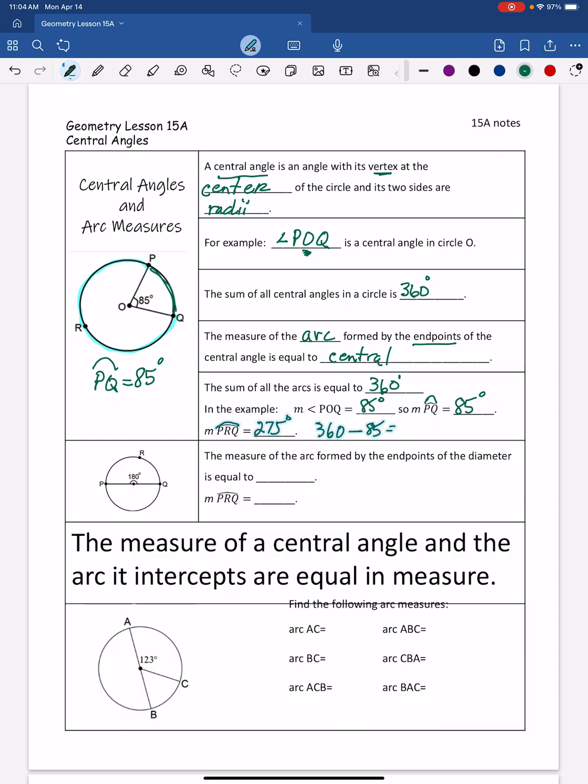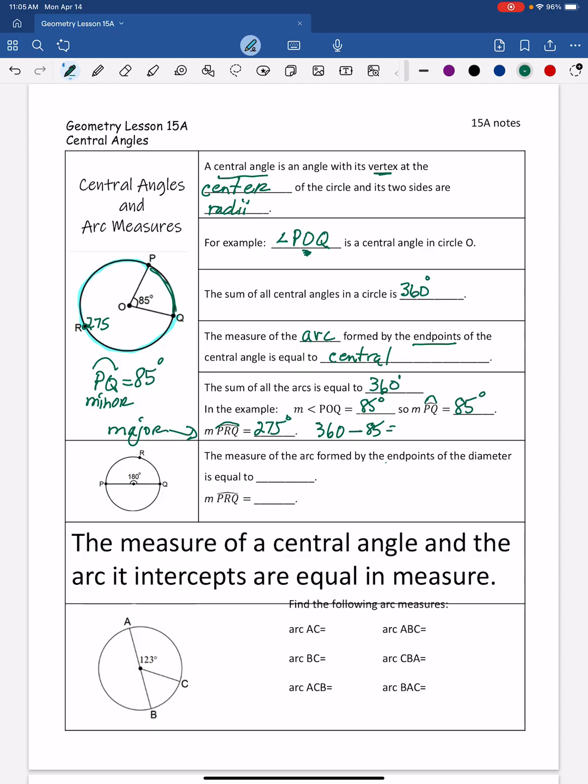You'll notice this one is 275, and the little one here, the minor arc, is 85, and together they total 360. PRQ, using three letters like that, is called a major arc. So PQ is a minor, and this one right here is a major. Just like anything, a minor is a smaller one. It is always indicated by the two letters, and a major is more than 180, more than just half, and that's indicated usually by three letters. And we'll see some more of those in our example.